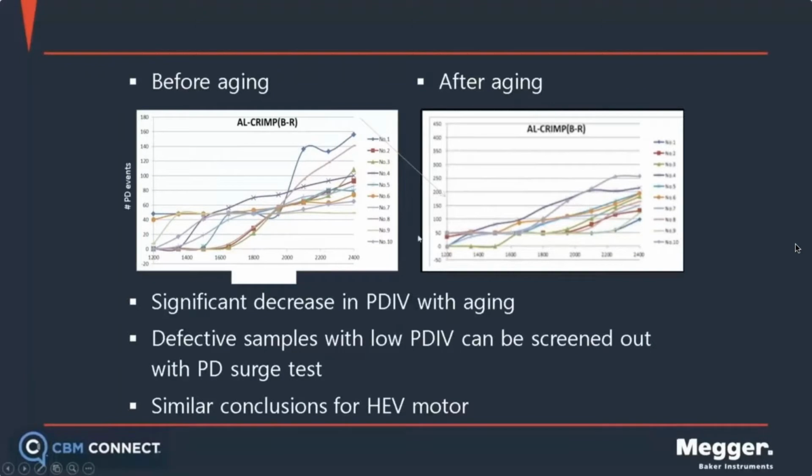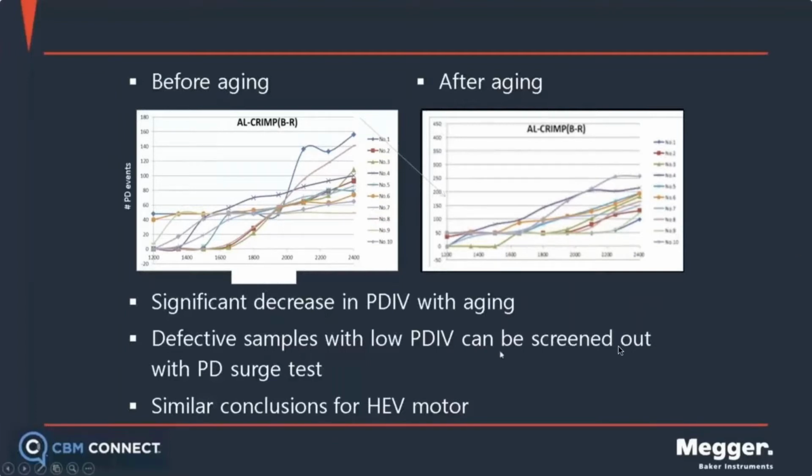And the graphs are a little misleading. While the before aging looks higher than the after aging, realize that this top scale, that's 180 events, is actually about halfway here on this graph. So the number of events significantly increased on all the samples as aging occurred in this winding.